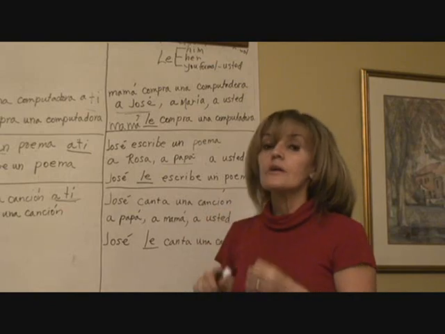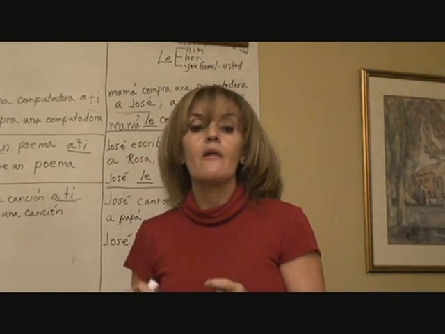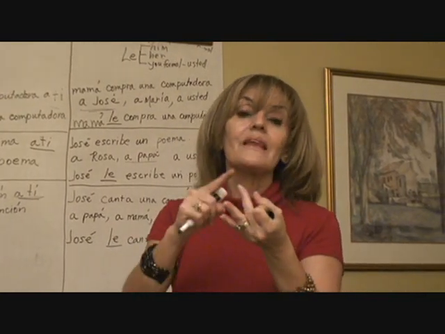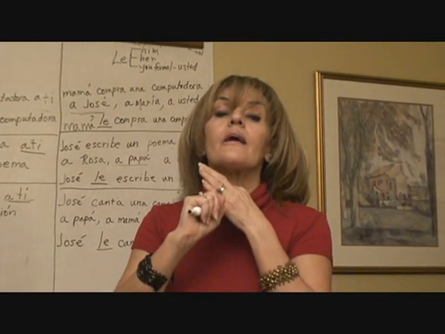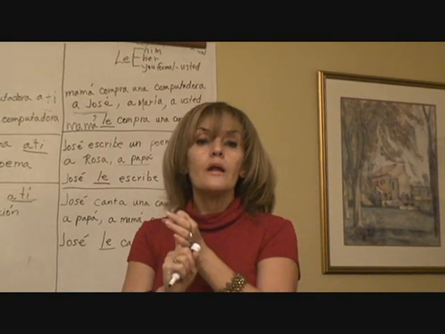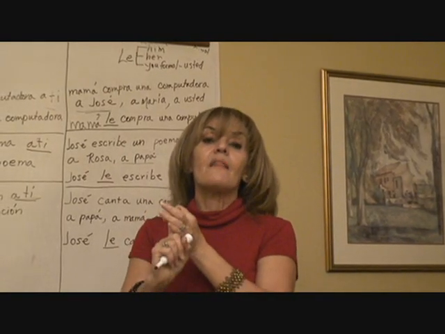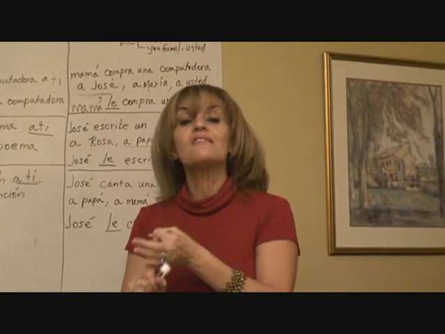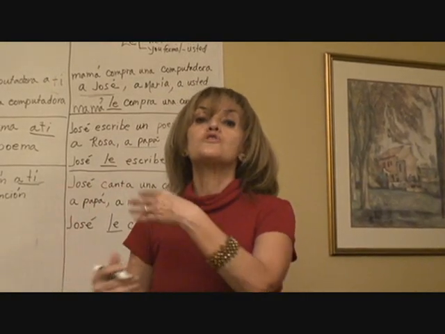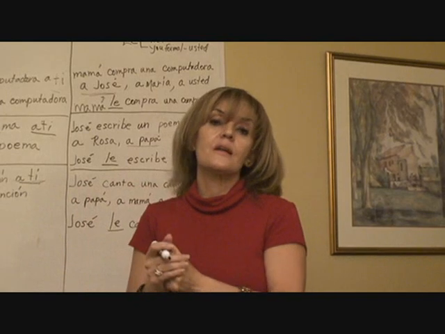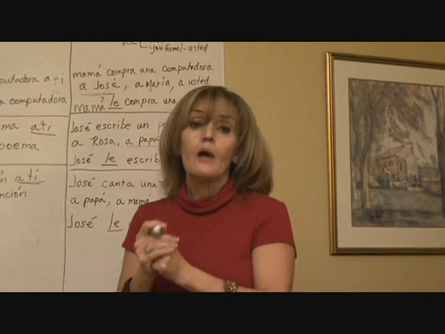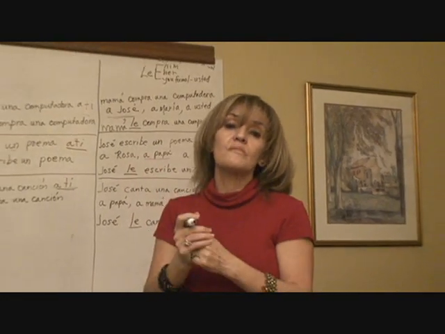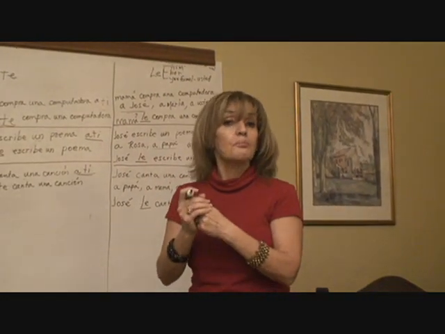The singular indirect object pronouns, once again, are me, te, and le. They are placed before the conjugated verb, and they replace the indirect object, which tells us for whom or to whom an action is being performed. Now we're going to move on to the plural forms of the indirect object pronouns.